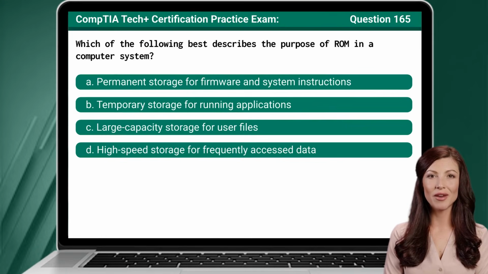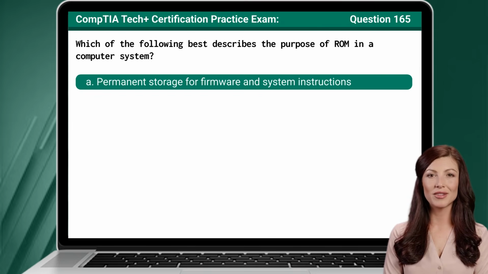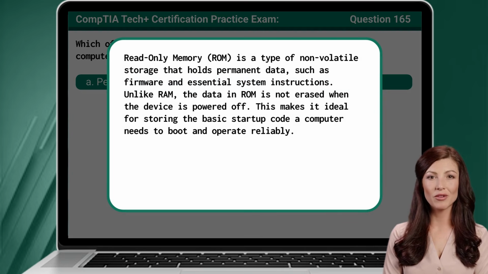Question 165. Which of the following best describes the purpose of ROM in a computer system? The answer is A. Permanent storage for firmware and system instructions. Read-only memory, or ROM, is a type of non-volatile storage that holds permanent data, such as firmware and essential system instructions. Unlike RAM, the data in ROM is not erased when the device is powered off. This makes it ideal for storing the basic startup code a computer needs to boot and operate reliably.